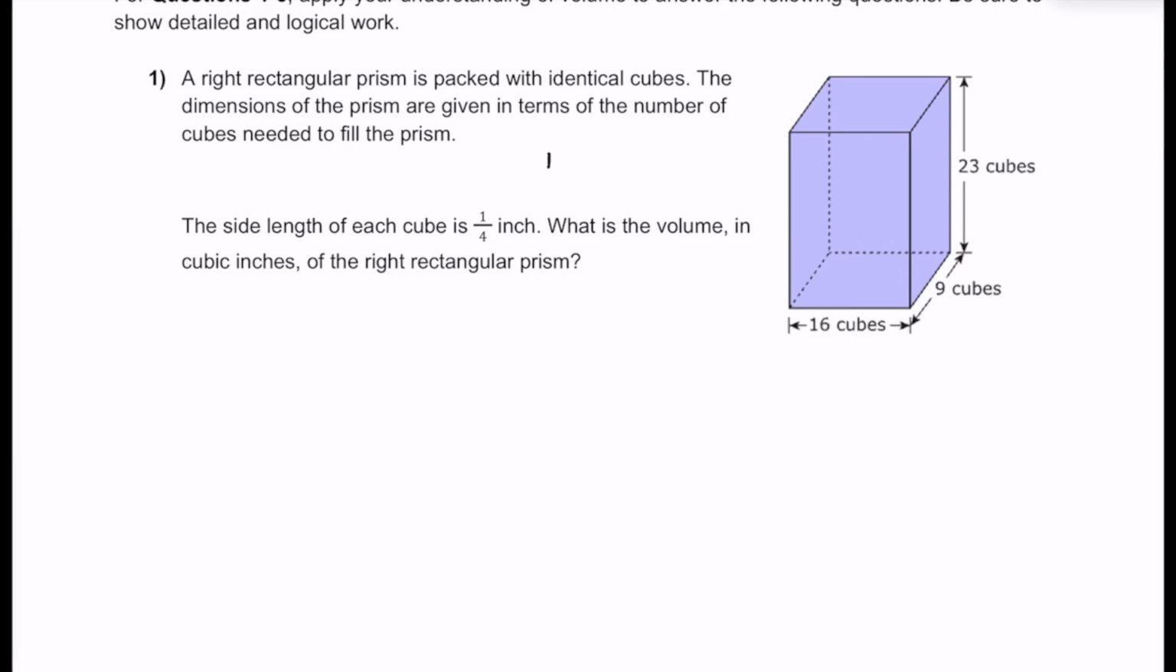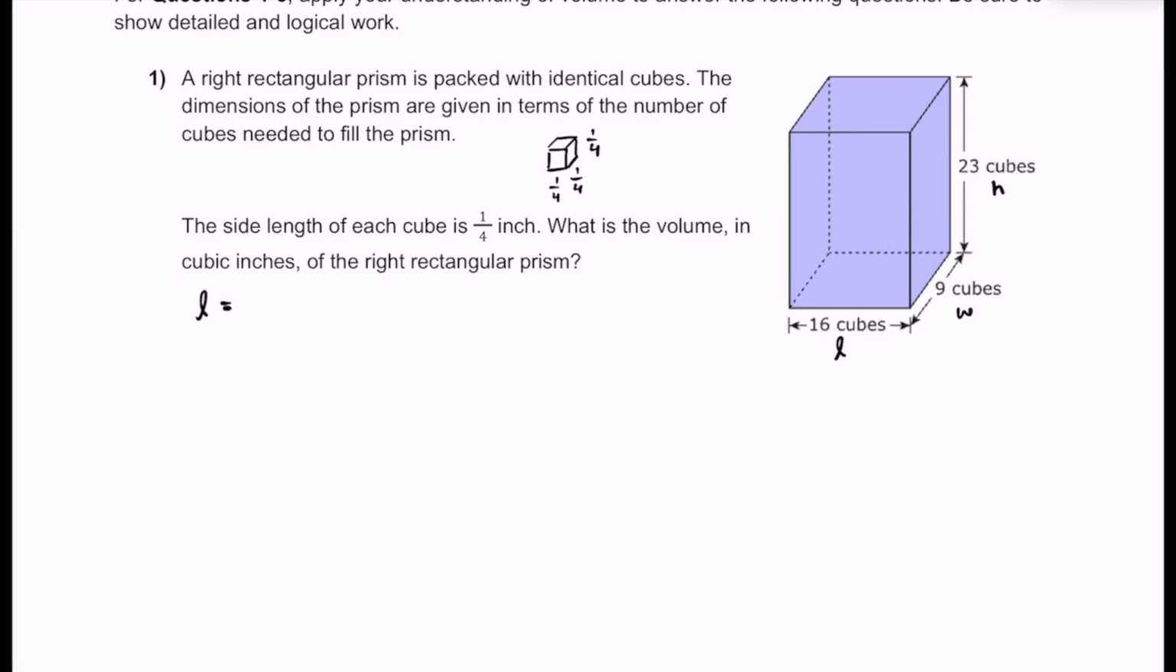So again, keep in mind that we are taking a bunch of these tiny little cubes, right? Each of these cubes look something like this. And if it's a cube, all their dimensions are going to be the same. So we know the length and the width and the height are all going to be 1/4. So if we consider this side to be the length, this one to be the width, and this one to be the height, let's go ahead and take a look at this.